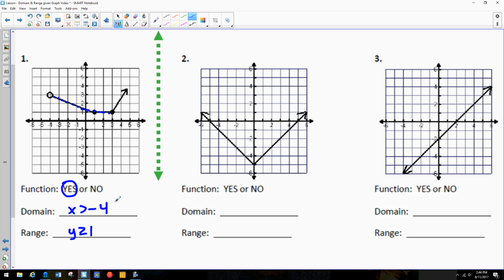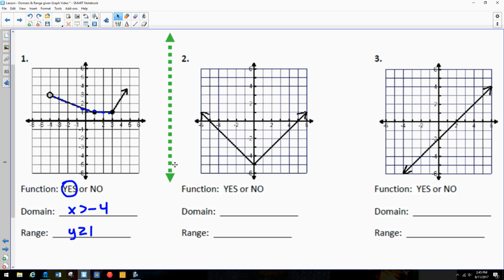Now we are certainly going to go a lot more into domain and range in class. This is just an introduction. For a second graph here, we're going to take our vertical line and see if it is in fact a function. We see that it does not hit the graph more than once, so yes, it is a function.